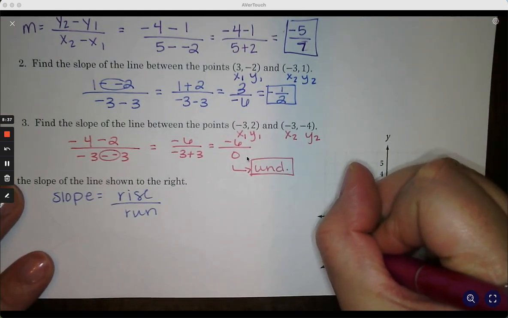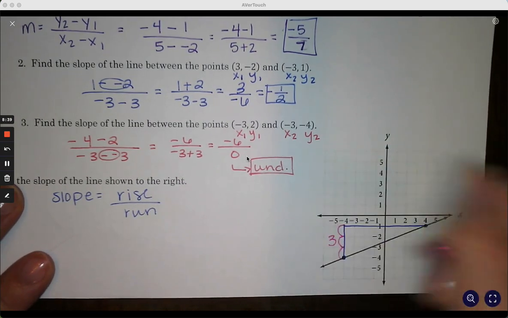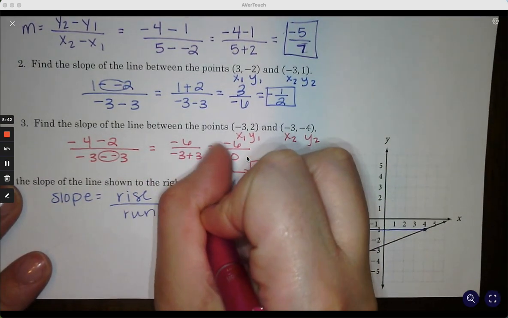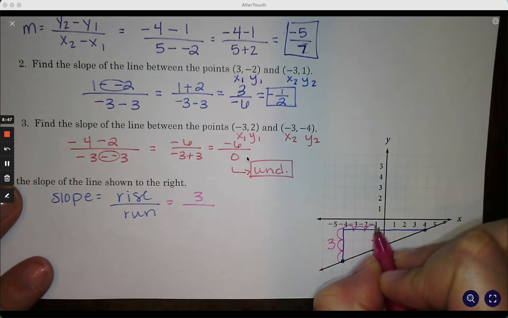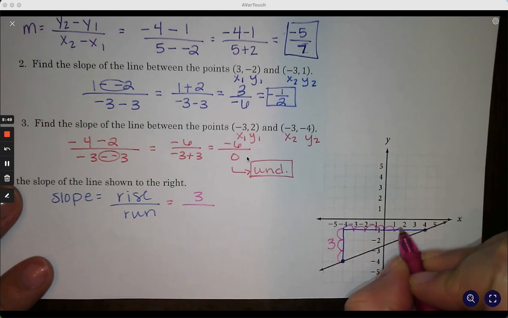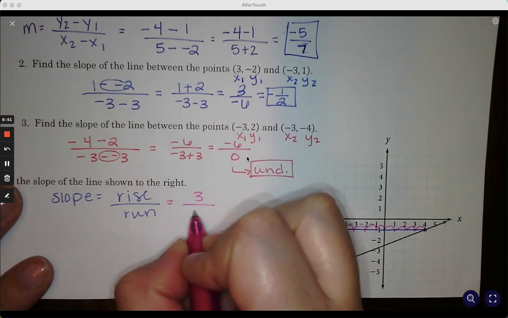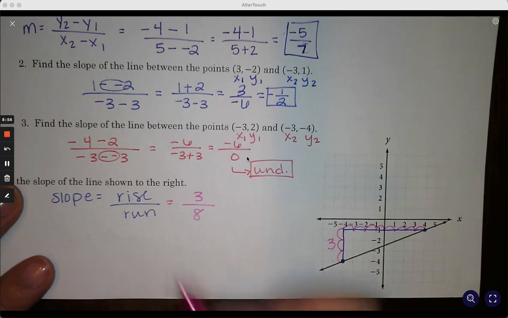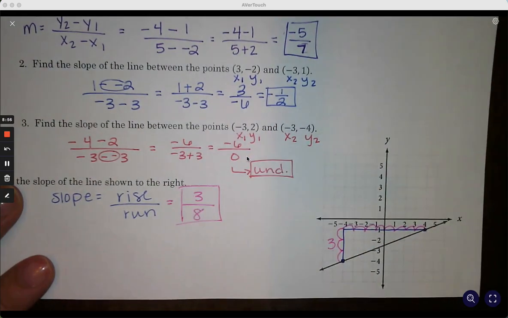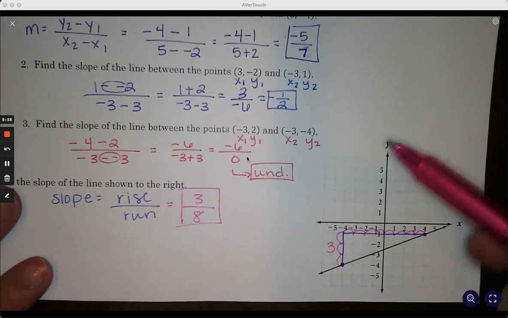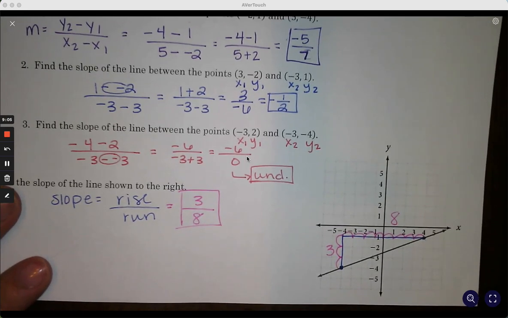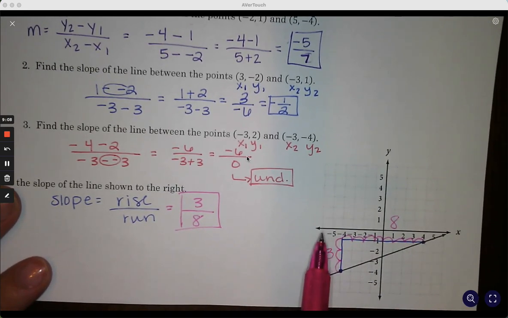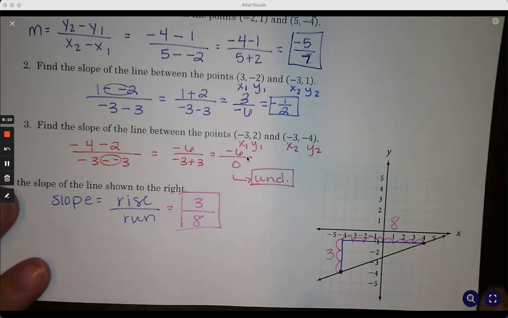Rise, we're going to count up. 1, 2, 3. So my rise is 3. My run is 1, 2, 3, 4, 5, 6, 7, 8. I can't simplify. There's my slope. So if I count up, it's positive. If I count right, it's positive. If I have to count to the left, it's negative. If I have to count down, it's also negative.